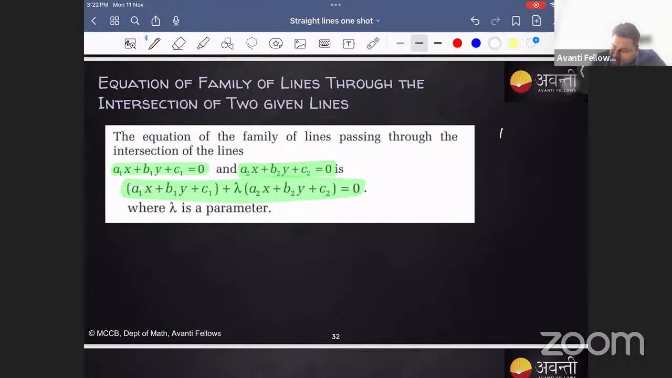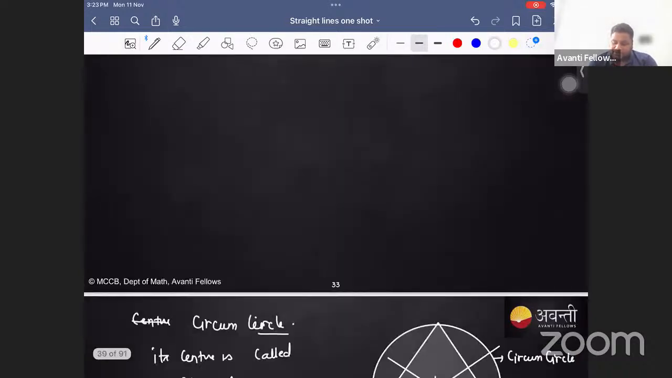So if one line is L1 equal to 0 and another line is L2 equal to 0, then L1 plus lambda L2 equal to 0 is the family of lines passing through their point of intersection. Here, this lambda is a parameter, and to resolve this lambda, they will provide you different situations. Putting those, you will get your lambda. All right.